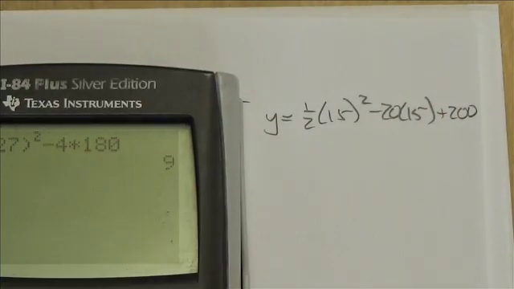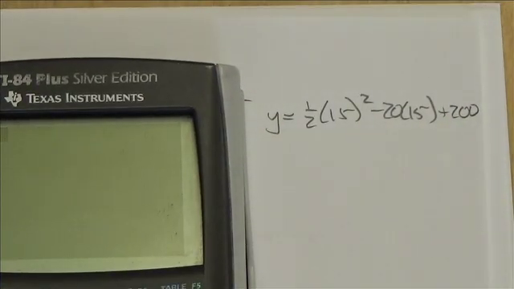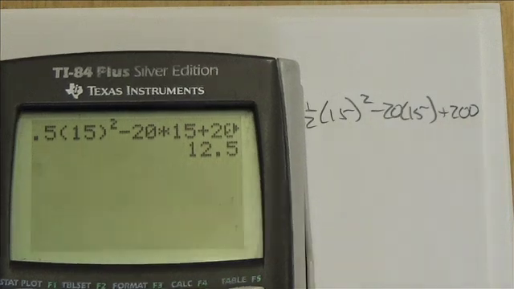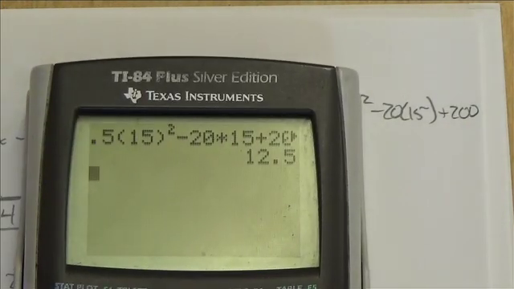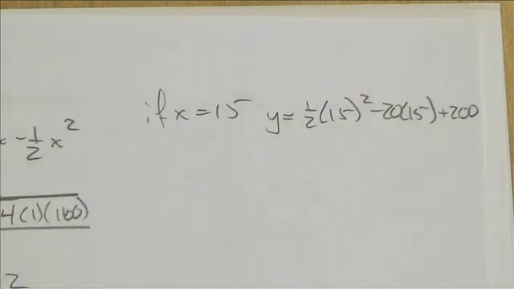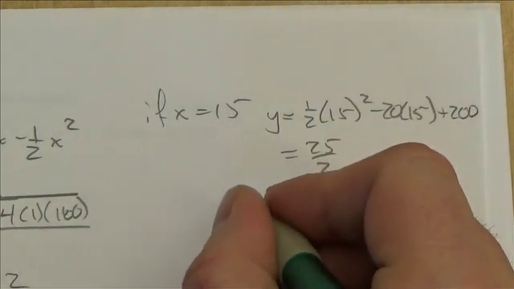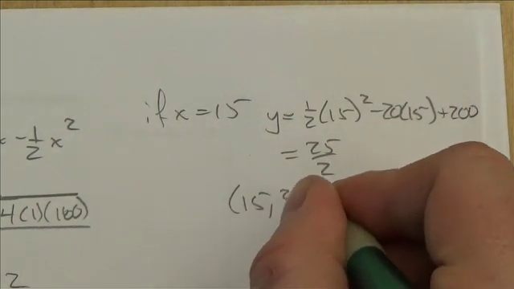So I'll go to my calculator here. So 0.5 times 15, close bracket squared, whoops, sorry, you can't see that, minus 20 times 15 plus 200. And I'm getting 12.5. Now, I might want to convert that to a fraction, but 25 over 2. So y is going to equal 25 over 2, and this gives me the point, therefore, 15 comma 25 over 2.